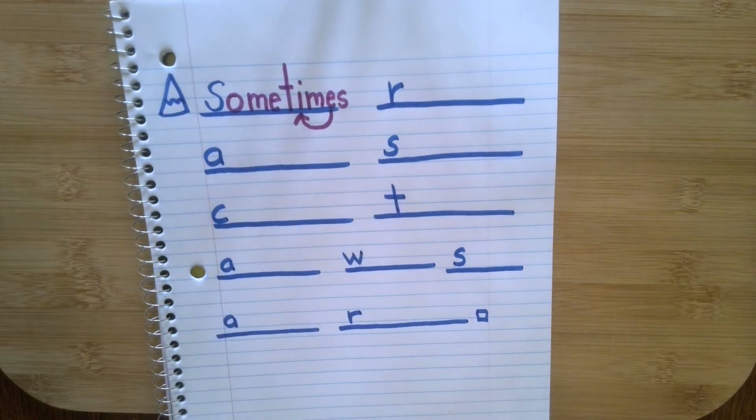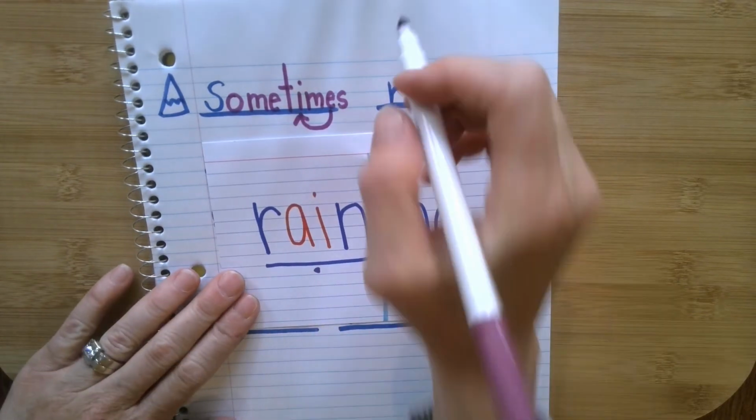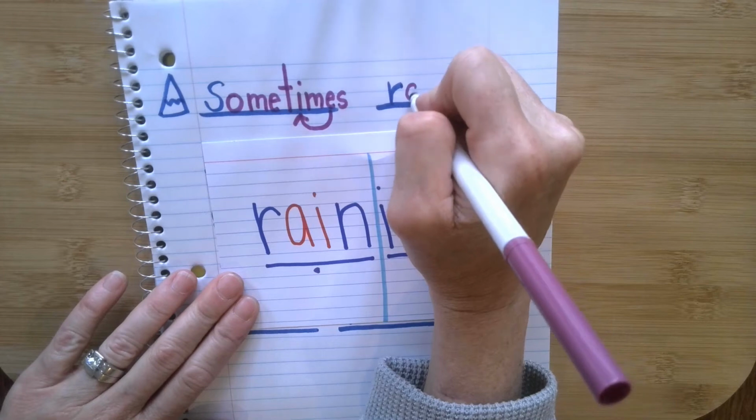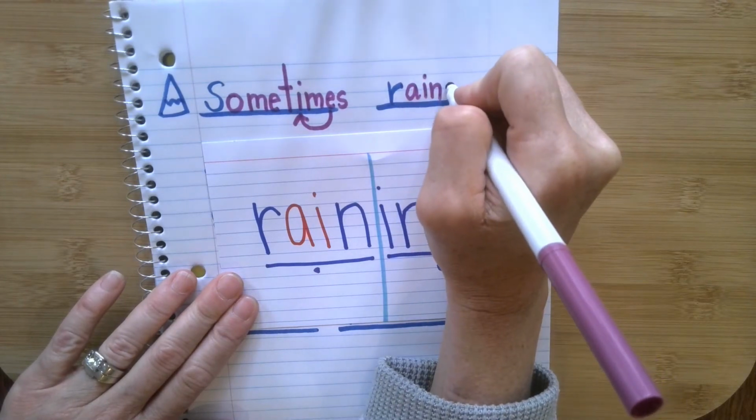Raining. Raining is a spelling word this week, so I'm just going to look right here. Raining has the vowel team A, I, N, and then the glued sound ing.